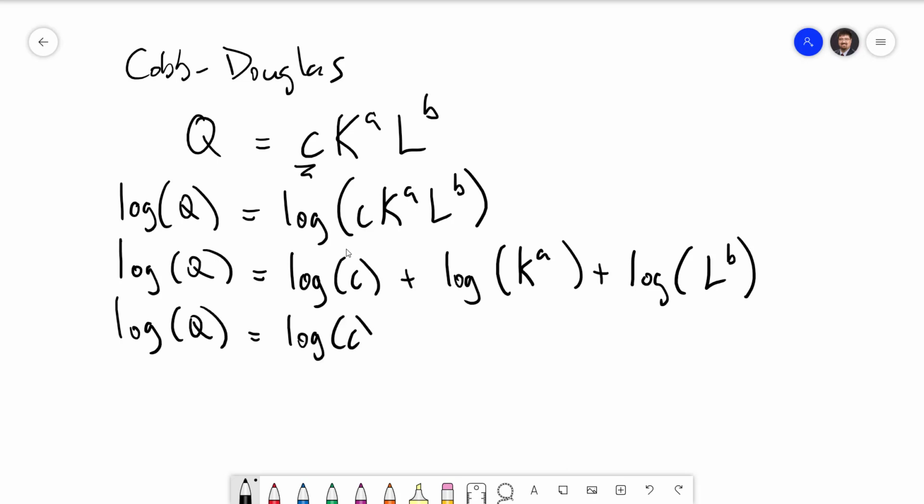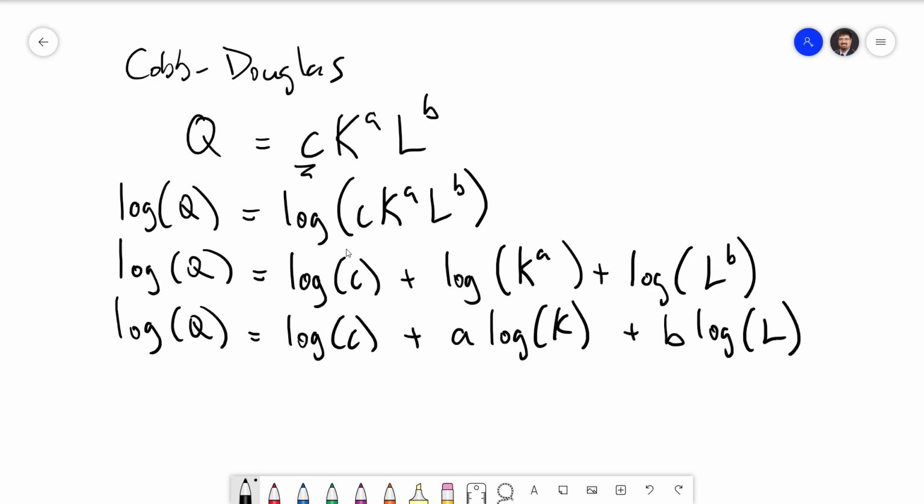The log of C stays the same, and then we get A times log of K plus B times log of L. This equation right here is linear in terms, and other than the logs in there, looks like a pretty much normal regression equation. We have a dependent variable over here. We have a constant intercept term. This is essentially our beta naught. We have coefficients here to estimate, and then we have two explanatory variables.